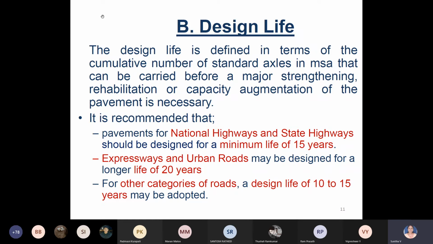So the pavements for national highways and state highways should be designed for a minimum life of 15 years. For expressways and urban roads, it should be designed for a life of 20 years. For other categories of roads, a design life of 10 to 15 years may be adopted. So for NH and SH, that is national highways and state highways, the minimum life is 15 years. For expressways and urban roads, it is 20 years. And for other categories of roads, a design life of 10 to 15 years may be adopted.